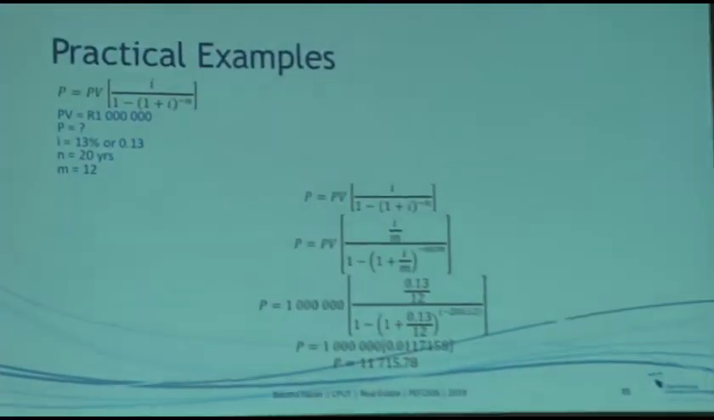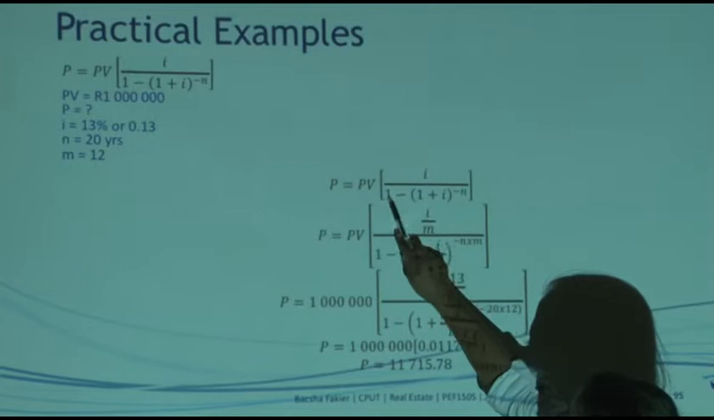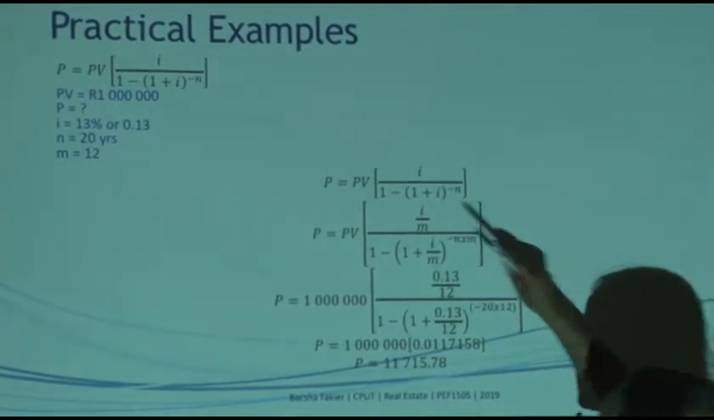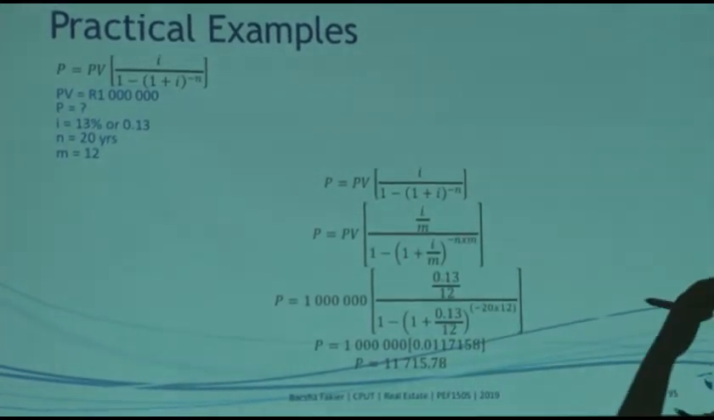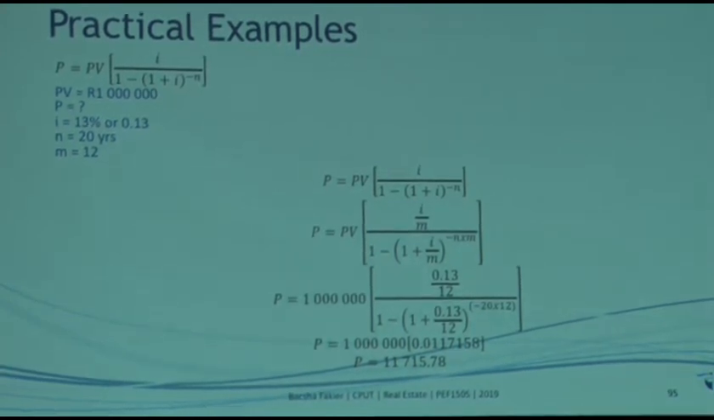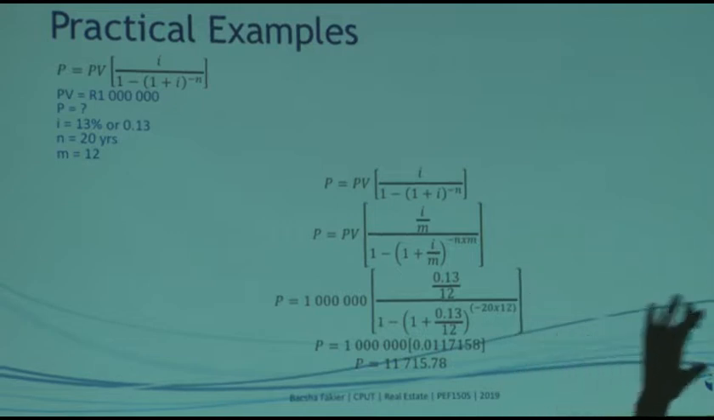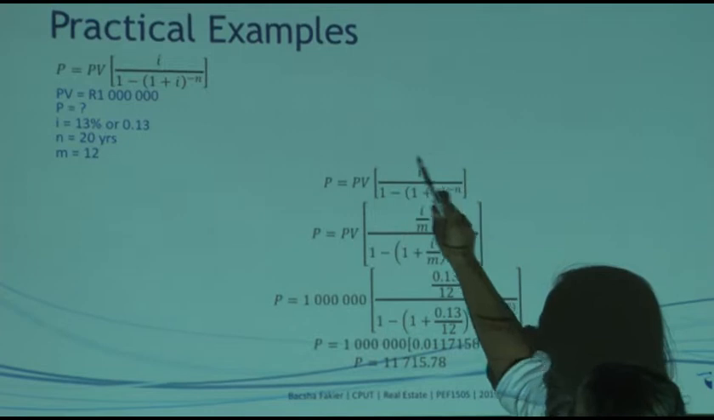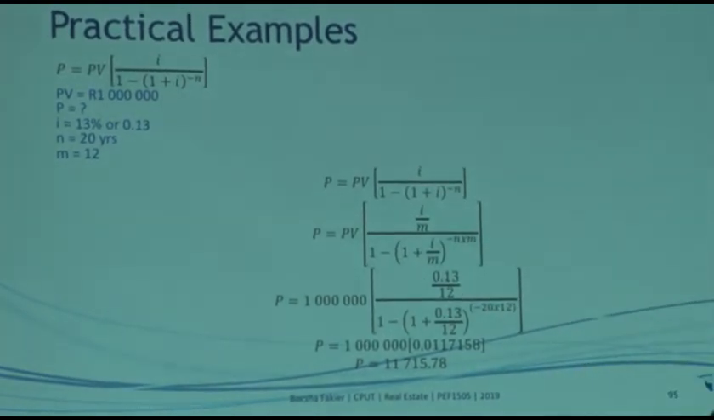Our formula: P is equal to PV multiplied by I over 1 minus 1 plus I to the minus N. Again, what do we see here? The money part of the equation, or the currency, whatever you like to call it, and the multiplier. What is the multiplier? The interaction of I and N. The way these two things work together within the brackets, that is your multiplier.